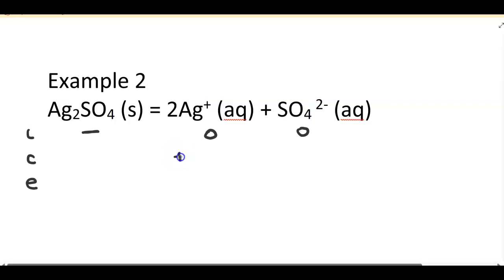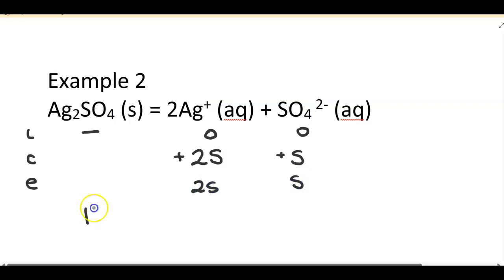It will definitely be an increase in silver ions, and we get twice as many silver ions as we do sulfate ions, so we'll have 2s. Instead of using an x, sometimes we use an s to represent the fact that we're dealing with solubility. And this would also be an increase by 1s. So at equilibrium, our values are 2s and s.